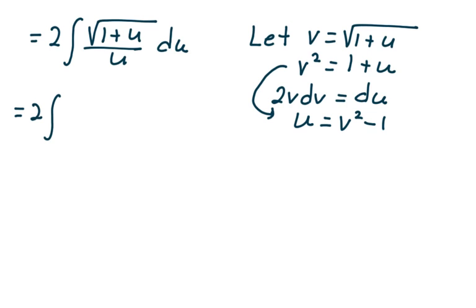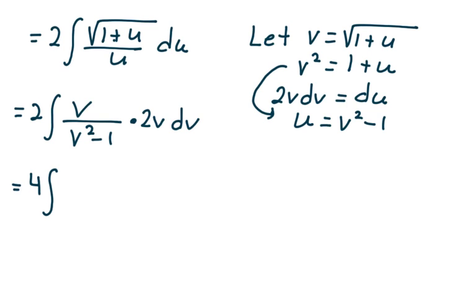So this is 2 times the integral. I'm going to replace square root of 1 plus u with v. I'm going to divide by v squared minus 1. And du becomes 2v dv. So 2 times 2 is 4, so I'm going to pull the 4 out in front and multiply by the integral of v squared over v squared minus 1 dv.